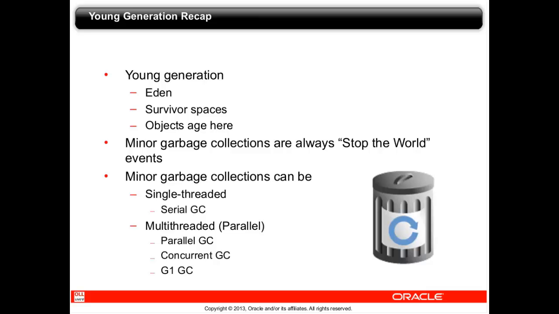That means all application threads stop. We have a number of different garbage collectors, and I've listed a few here. Some are single-threaded, which is the serial garbage collector. Then we have several multi-threaded or parallel garbage collectors, and those include the parallel, the concurrent, and the G1 garbage collectors. We're going to talk about the G1 a little more later. This talk is based on some OBEs on the OLL, and all the information I'm going over is in those OBEs. You don't really need to write anything down. It's all already out there on the OLL for you.